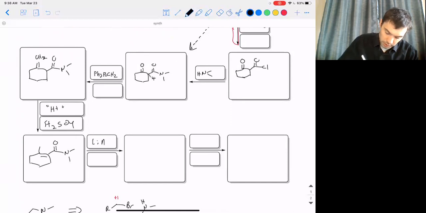So when I use H+, my most common source of H+ here is going to be H2SO4. And then let's use lithium aluminum hydride as a very powerful reducing agent to take the amide all the way down to the amine.